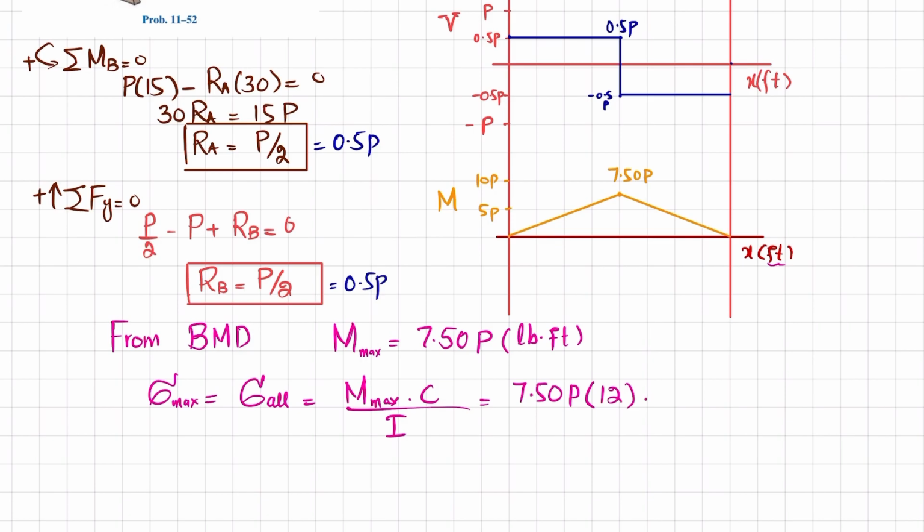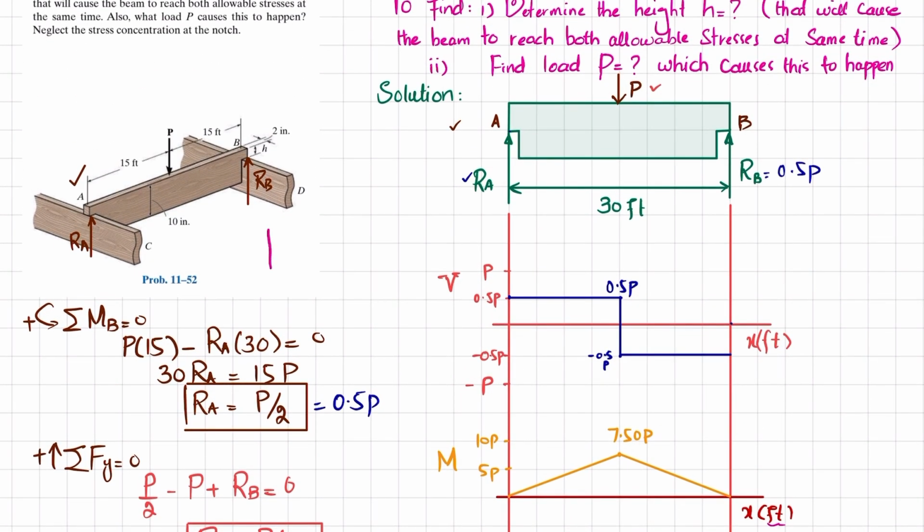Now what about C? So you can see the cross section here. You can see this height is 10, and this thickness or width is 2 inch. Clear? And if this is the neutral axis, this will be equal to C, and C will be equal to H divided by 2, and H is 10 inch. So C will be equal to 5 inch.